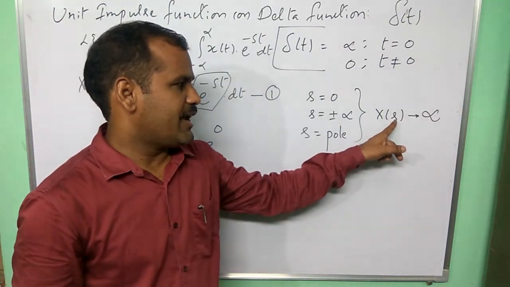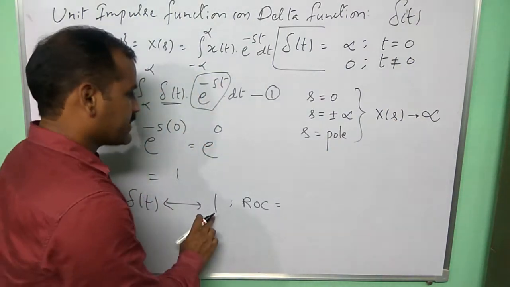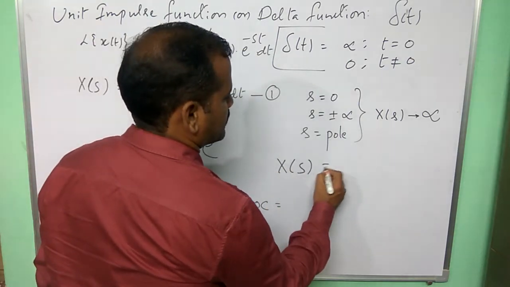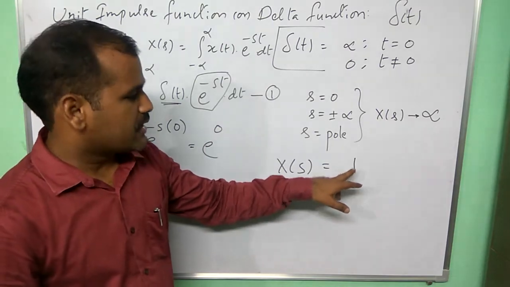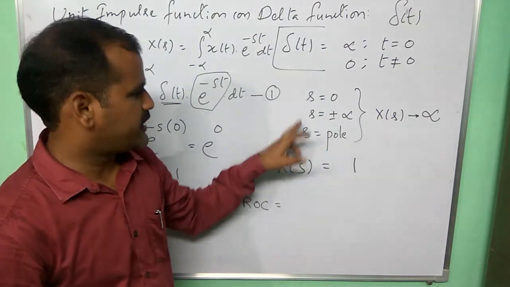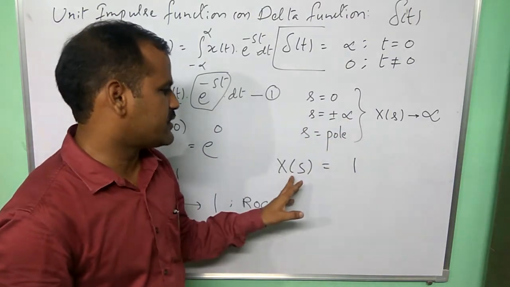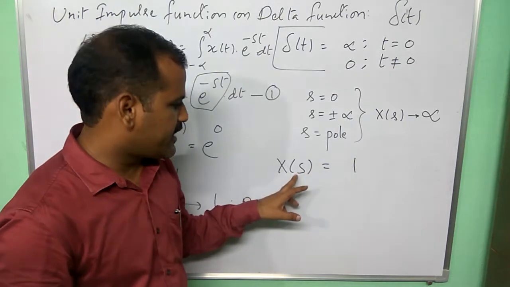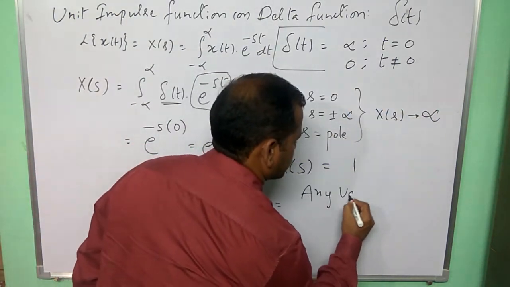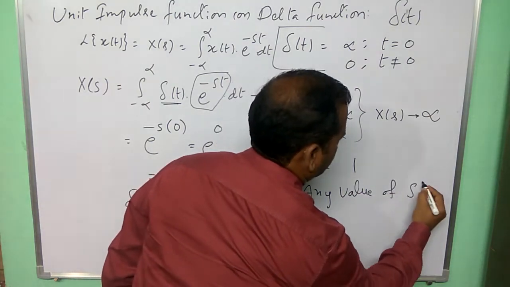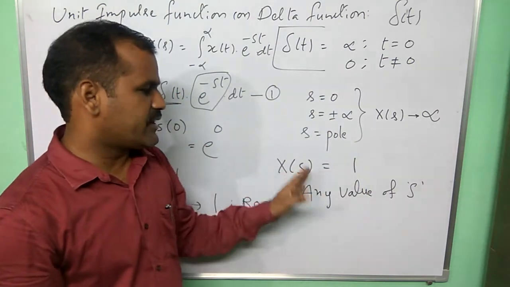According to the definition, that is the ROC. Under any value of s, if x of s goes to infinity, exclude those values. Here, x of s for this delta function is equal to 1. We can observe here, x of s is not at all depending upon the s value. Whether s is 0 or plus or minus infinity or any other value, it doesn't matter. x of s is always equal to 1. It never goes to infinity. That means for any value of s, x of s is converging. Any value of s does not affect x of s.